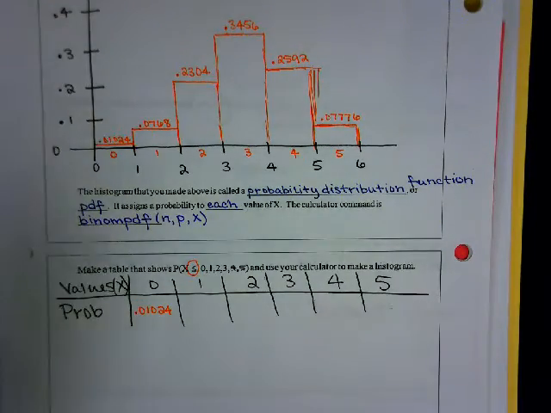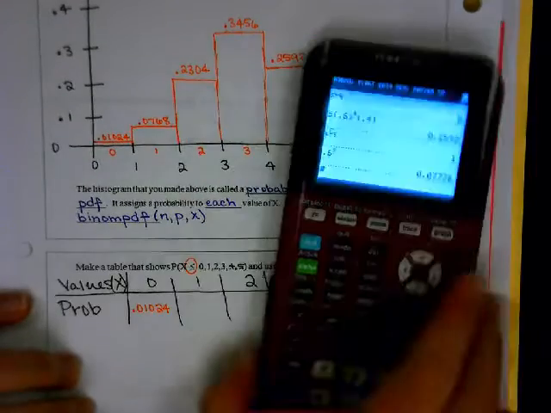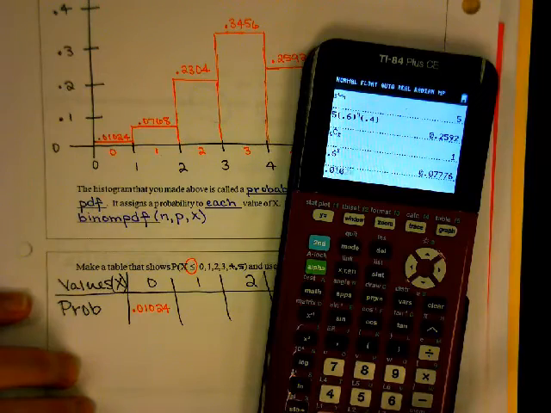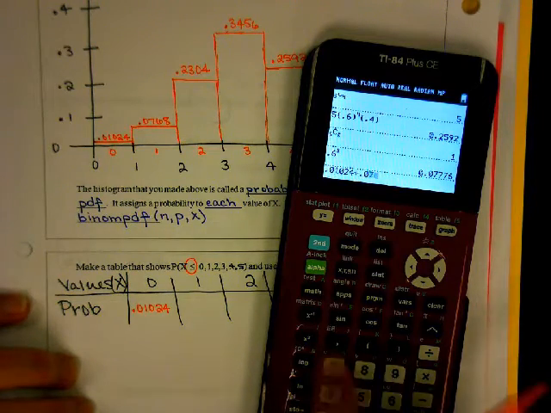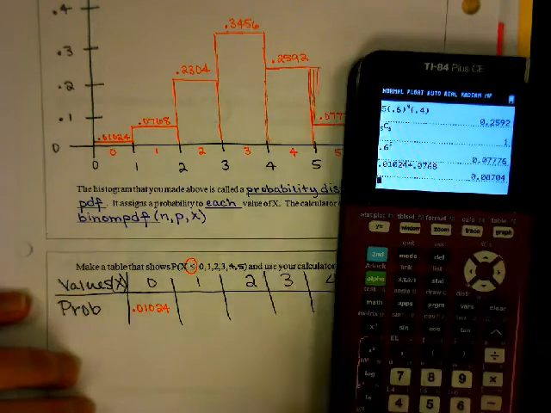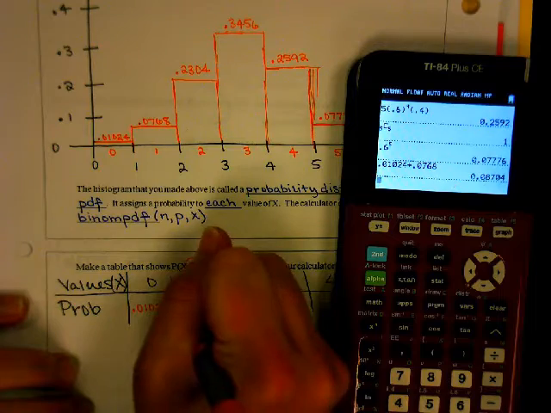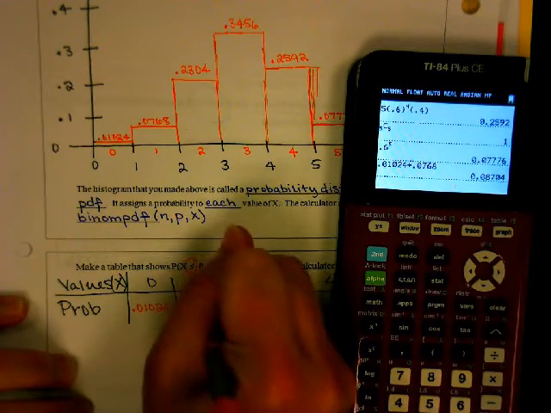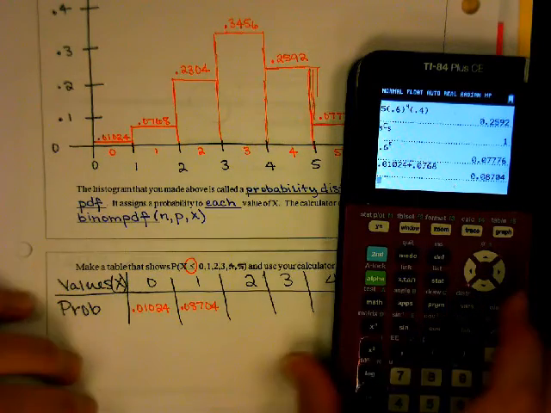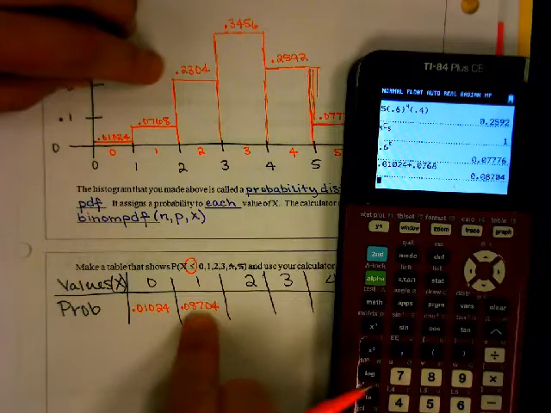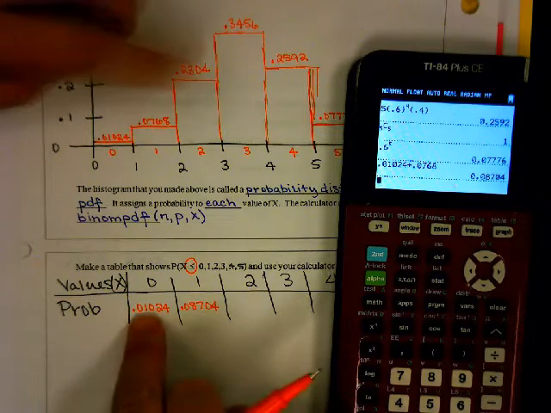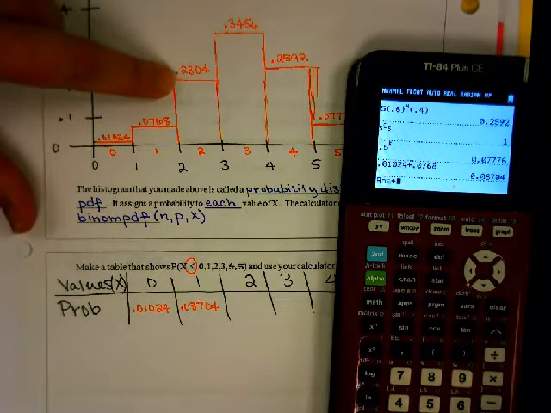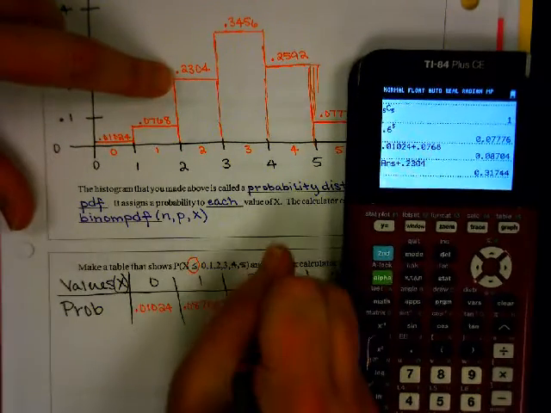So I'd have 0.01024 plus 0.0768, which gives us 0.08704. Then with 2, we're going to take this, because that's 1 and 2, and we're going to add it to 2. So I'm going to say plus 0.2304, which gives us 0.31744.